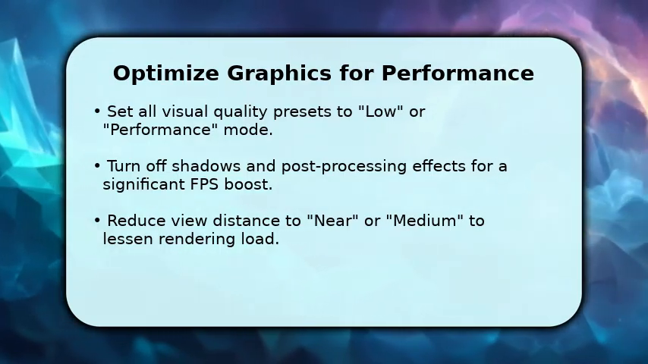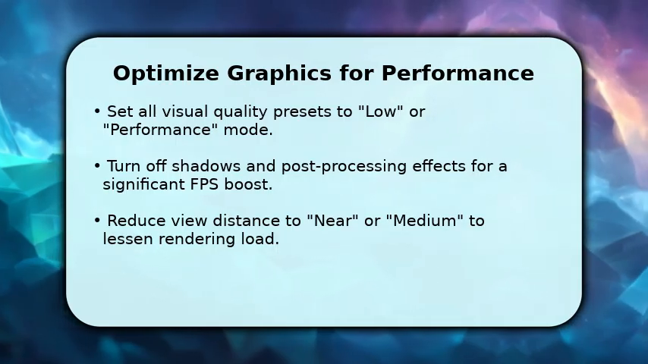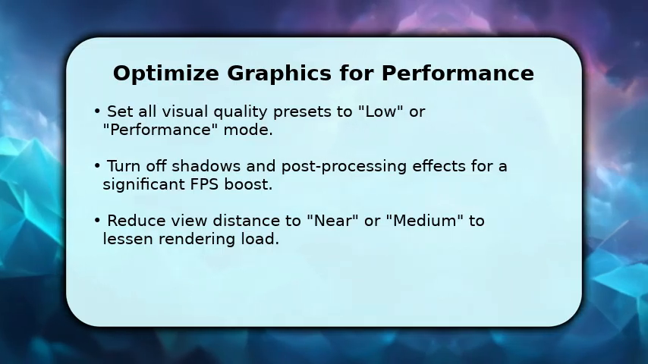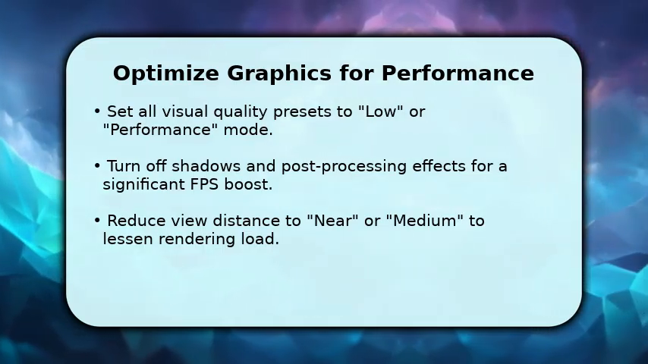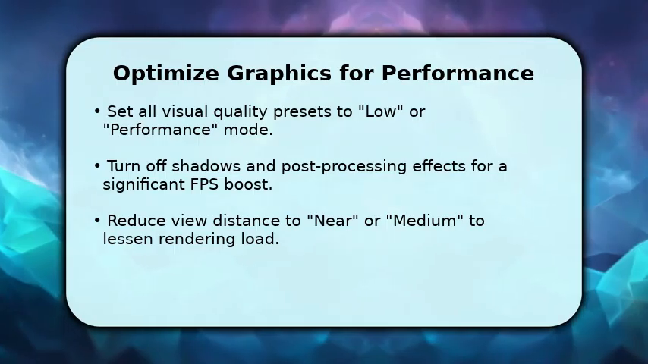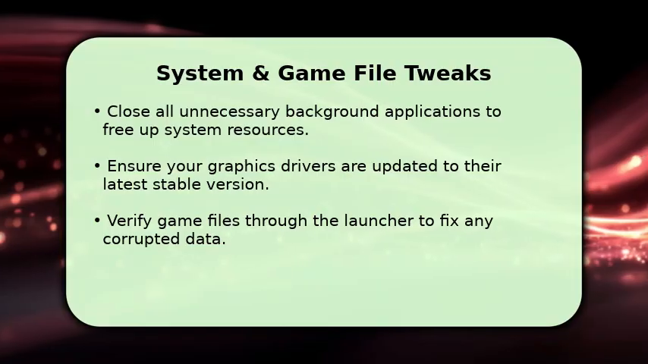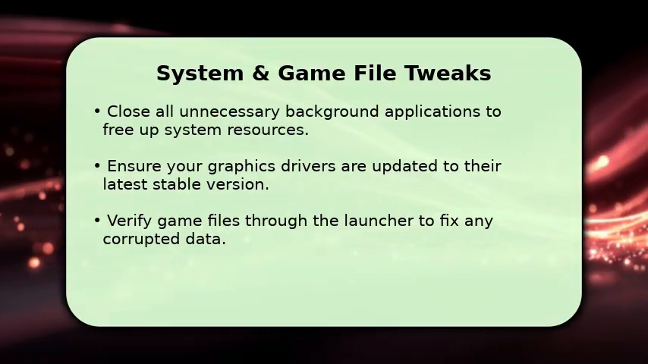Definitely turn off shadows and post-processing effects. These are often major resource hogs. Additionally, reducing your view distance to near or medium will significantly lessen the rendering load on your system, helping your game run much smoother. Beyond in-game settings, some system tweaks can make a big difference.